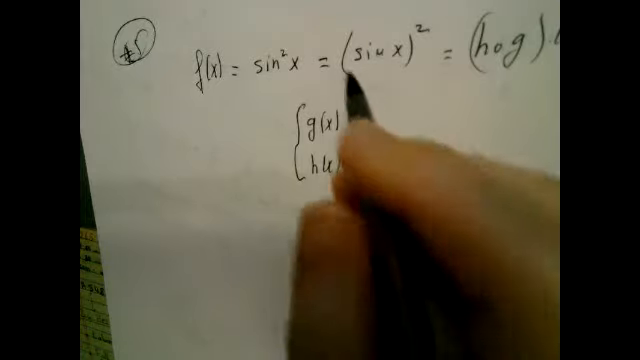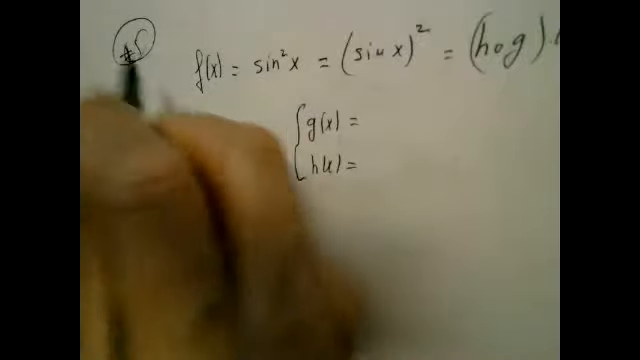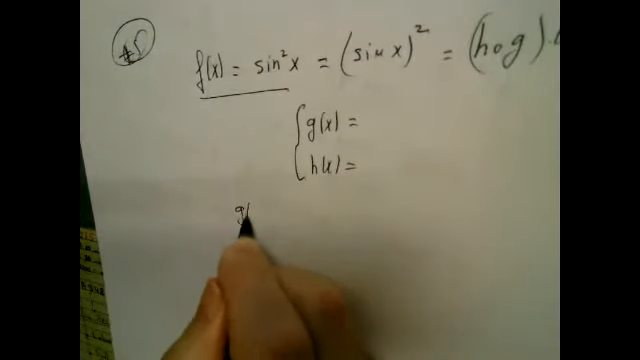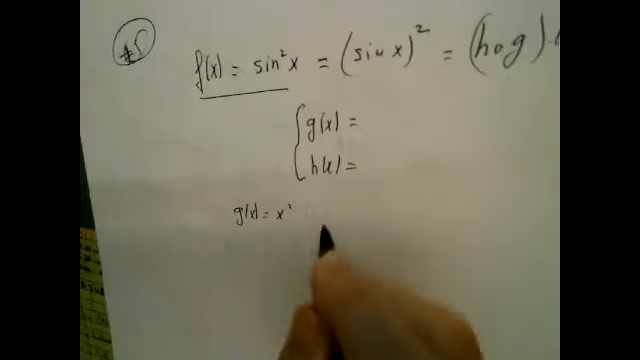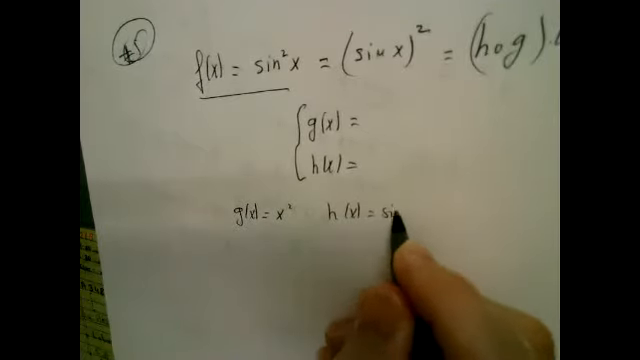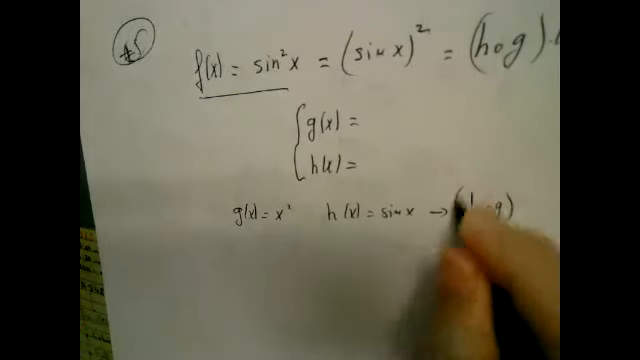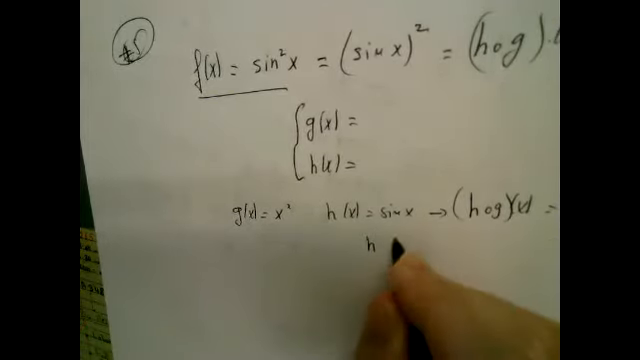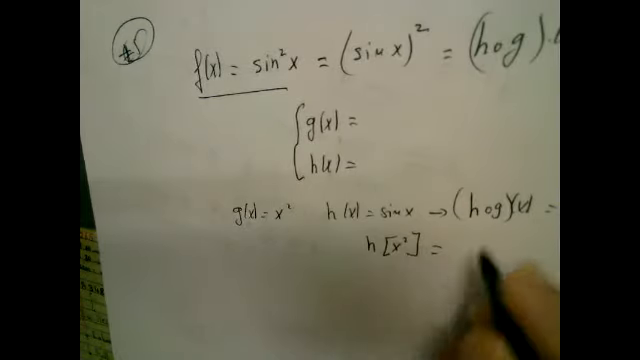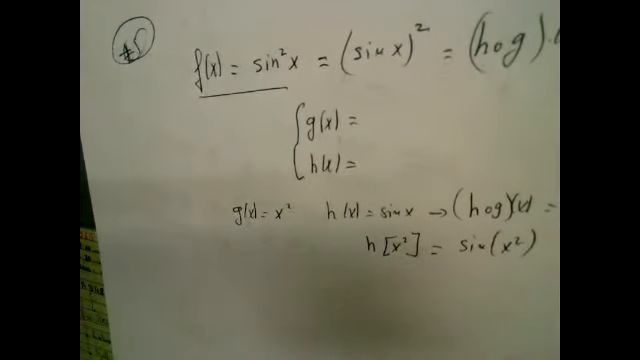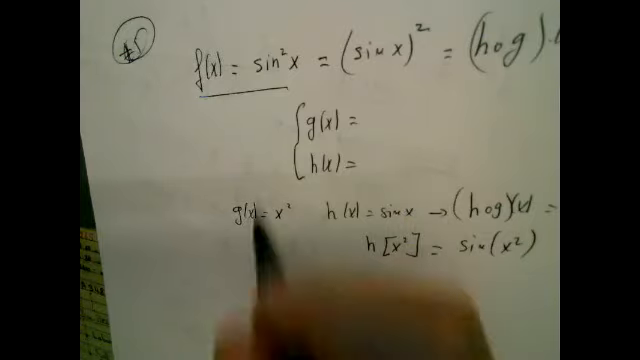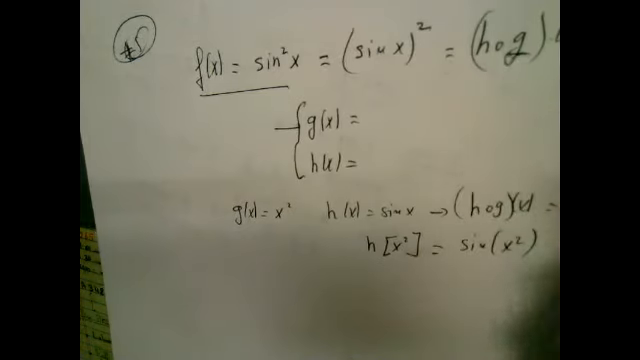Suppose I pick the inner g to be x squared, and the outer h to be sine. Then when I compose them, what do I get? h composed with g, I will get h of x squared, which means the sine of x squared. So that's not right. We're doing sine square x. This gives me sine of x squared, and that's not what we really have. So what's going to be the g, the inside function?